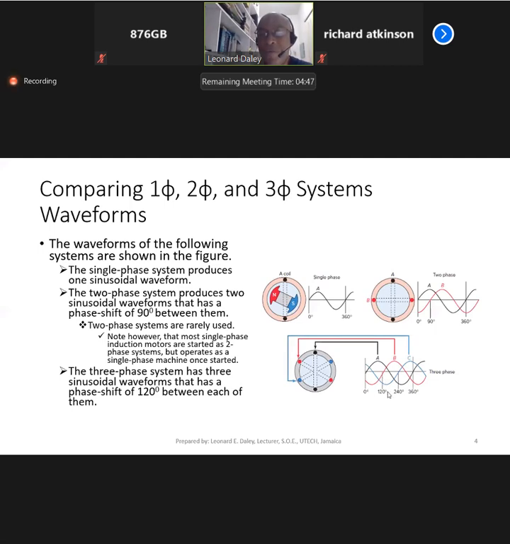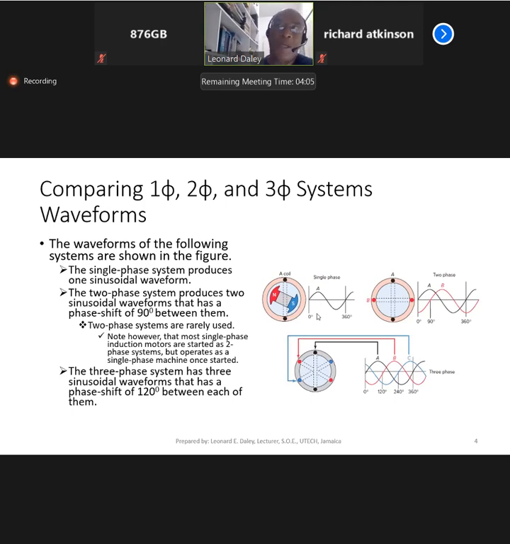For three-phase, the phase shift is 120 degrees. For two-phase, the phase shift is 90 degrees. Two-phase systems are rarely used, but induction motors, in a sense, start as a two-phase system. Many of them are not true two-phase systems because they don't have 90 degrees between them, but some of them are. So they approximate a two-phase system. But once most of them are started, one of the phases or windings is taken out, and they revert to single-phase operation.